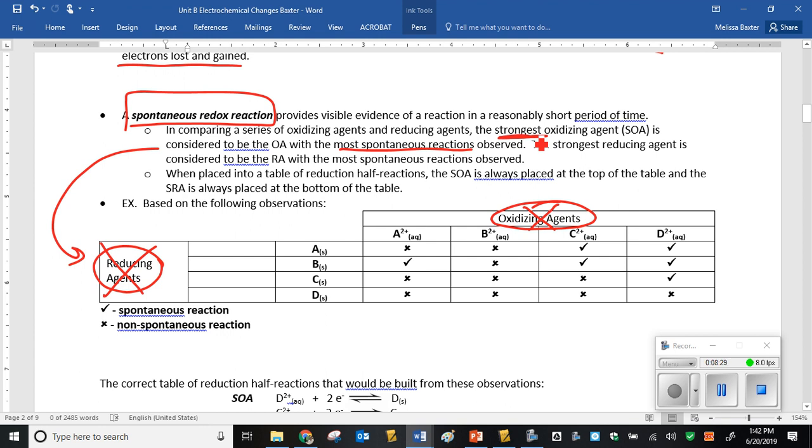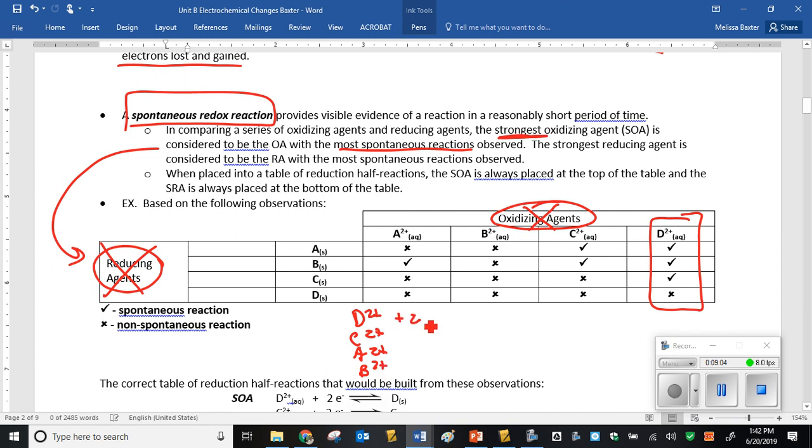So if I look at my oxidizing agents and I look over here at D, D2+ has 3 spontaneous reactions. C2+ only has 2, A has 1, B has 0. So if I were to put these in order from strongest to weakest, I would say D, then C, then A, then B. I would put them in order like that from top to bottom because that mimics the order that I would see in a table of half reactions like the one in your data booklet.